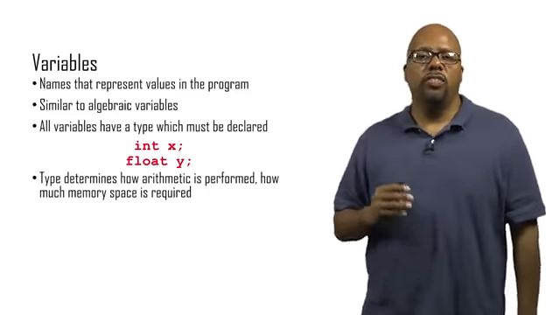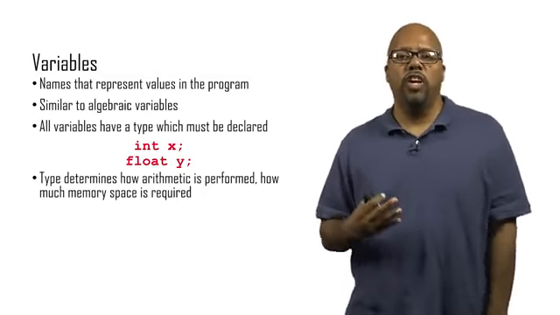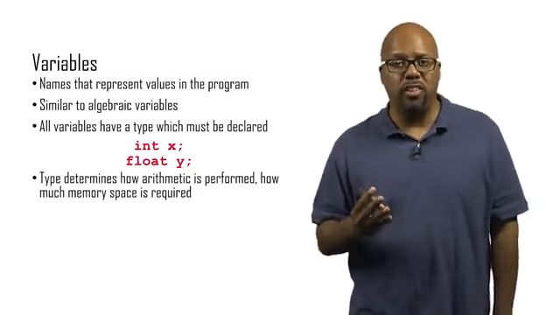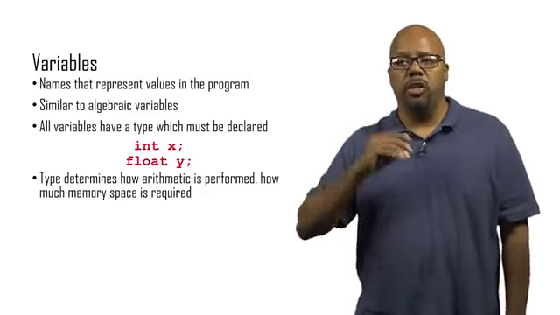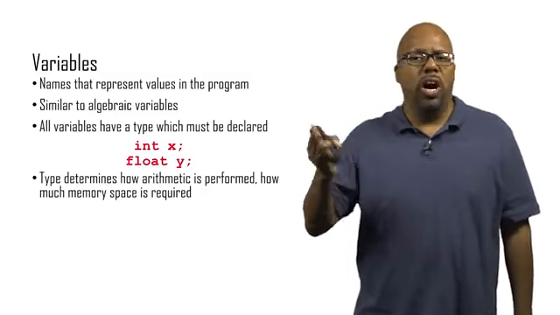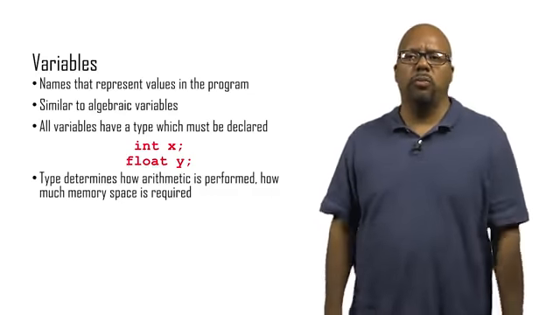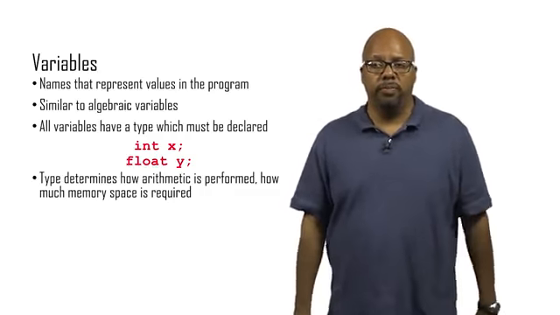And so in C, you have to declare the type. Before you use a variable, you have to declare it. Before you can use x in your program, you have to say int x semicolon somewhere, or float y semicolon, something like that. So that's what variables are. You've got to declare them in C.